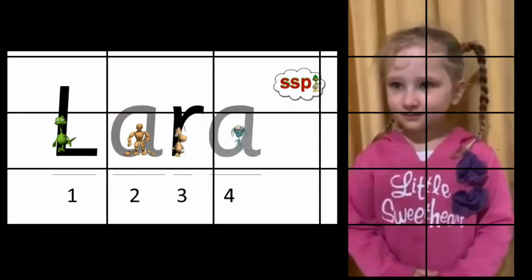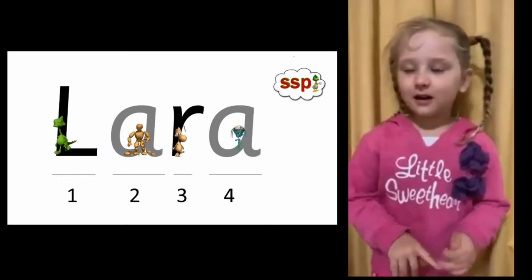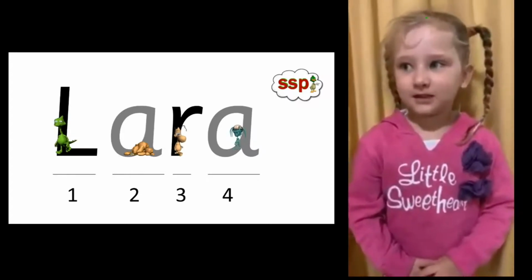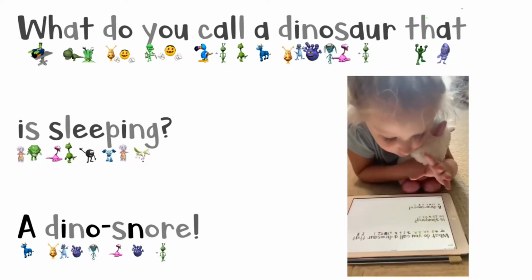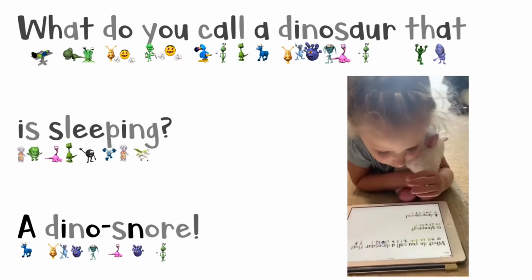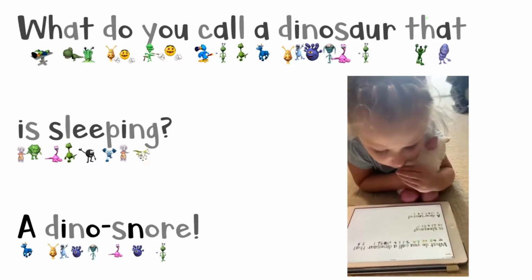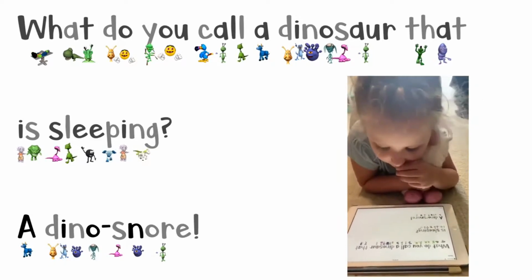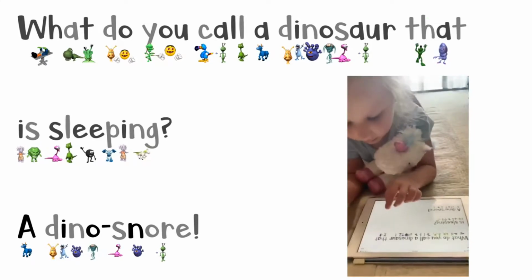Us. Let me introduce you to Lara. My name is Lara, and I like dancing and singing and scooting on my scooter and riding on my bike and singing and dancing and doing lots of things and playing. What do you do? What do you call a or how do you call a dinosaur? What do you call What do you call a dinosaur? What?